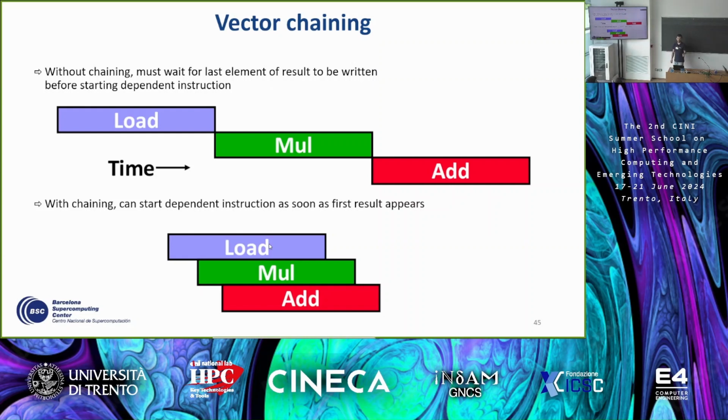This is true only if I can operate on a subset of the data of my vector. Otherwise, I always have to wait for the load to finish, then the multiplication and the add. So you see the difference, right? Are you getting it? Should I repeat it, or is it clear? It's clear, right? Yes, please.